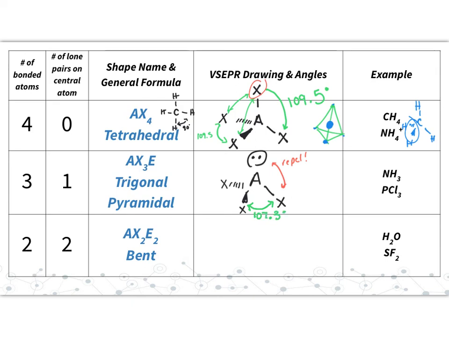Some examples, NH3 and PCl3. I could draw NH3 here for you. And again, we get something like this.